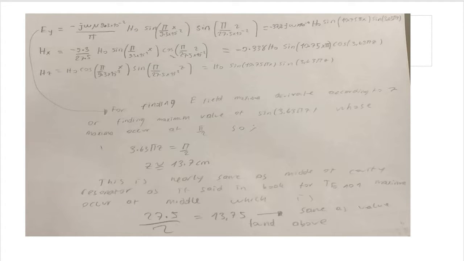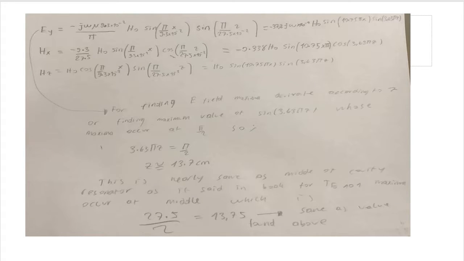For putting the antenna, according to our textbook, Fundamentals of Electromagnetics by David Chang, I have to put it in the middle of the cavity resonator. The reason behind that is my E-field component at T101 mode is maximum at the middle of the cavity resonator. To prove this, I have derived the E-field and H-field components. H-field components are unnecessary here, but I have calculated them to show it.